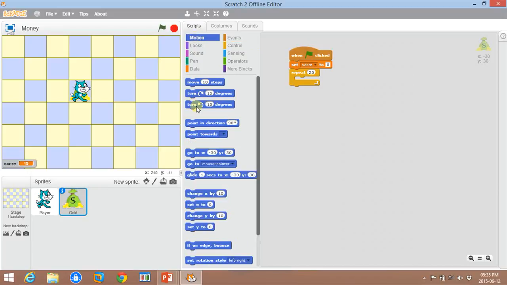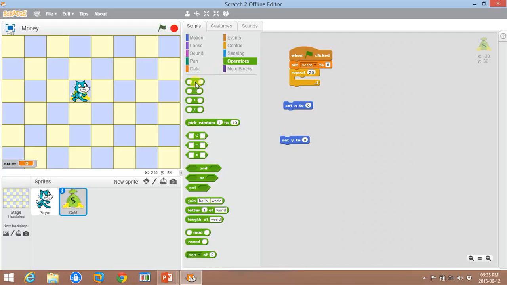Now we're going to do the two blocks that move the gold around on the screen. So we're going to need the set X and the set Y blocks. Let's drag them onto the screen. And now we're going to go to our operators area, and we're going to drag out the plus. So there's one plus for the one blue block, and the other plus for the other blue block. In the X one, we're going to make the value minus 210, and for the Y one, we're going to make the value minus 150. Yes, minus 210 for the X, minus 150 for the Y.